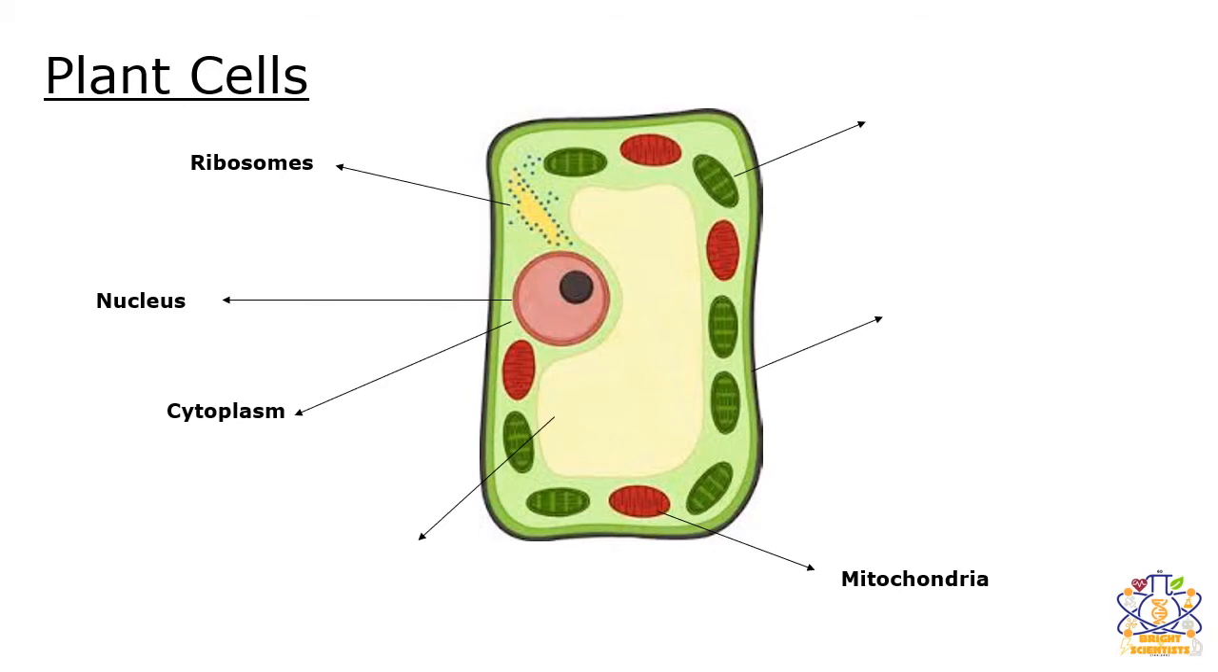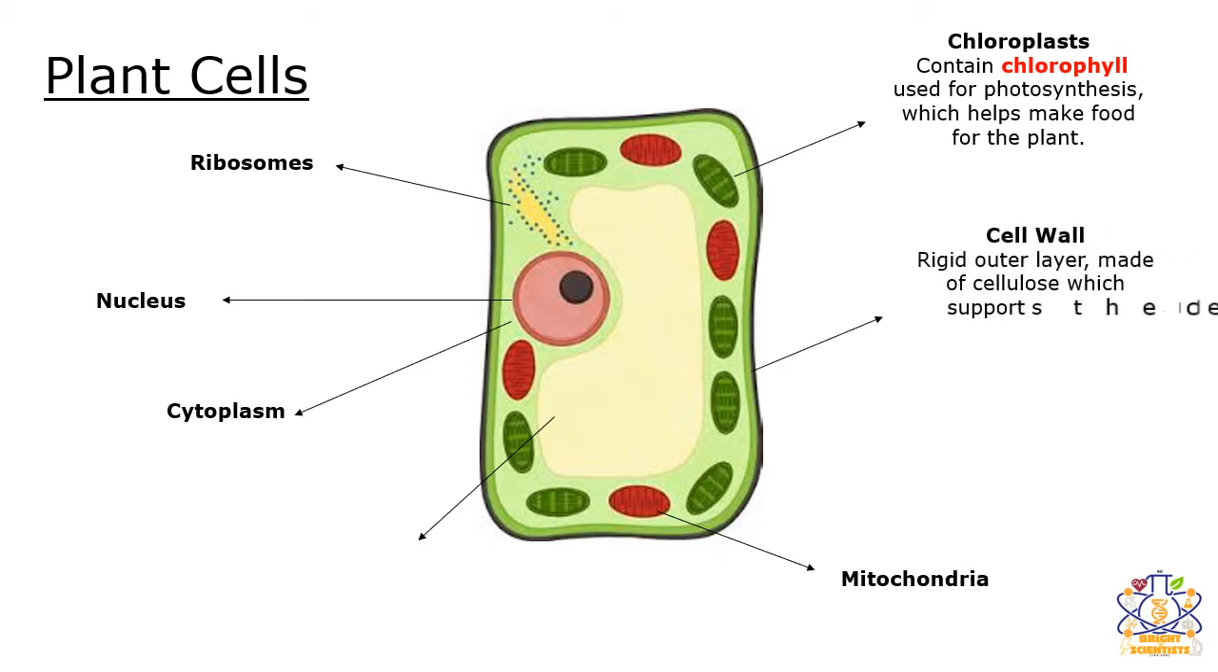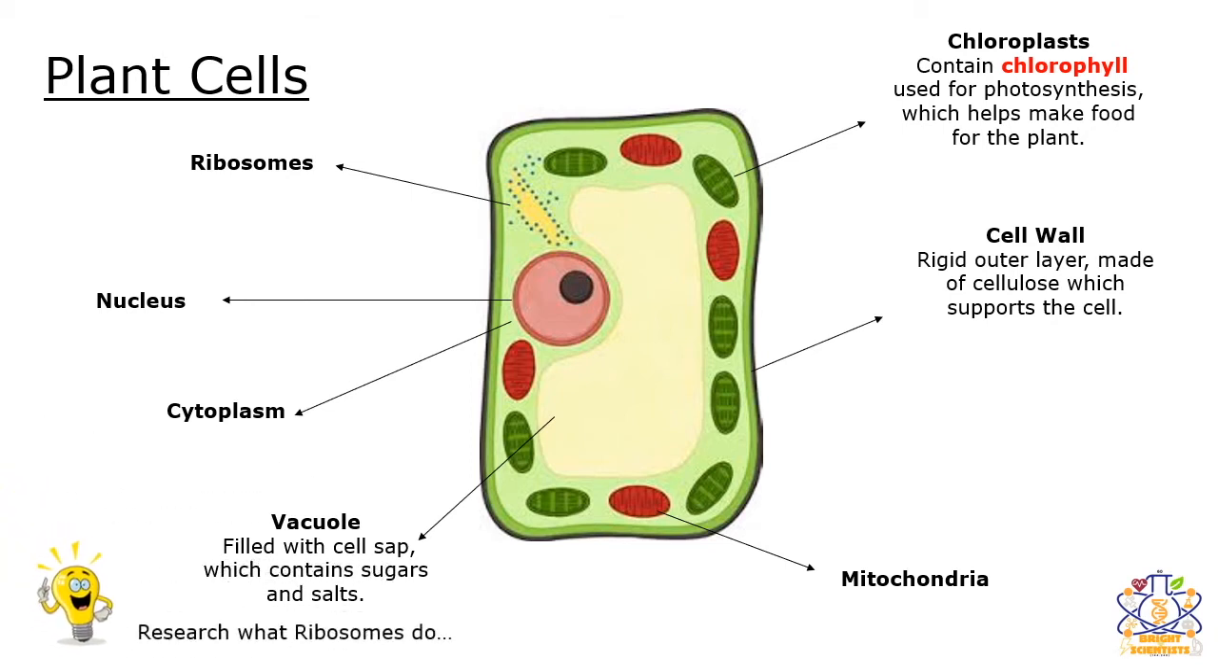As you can see, they are more square in shape and also appear green under a microscope. This is due to the chloroplast containing chlorophyll used for photosynthesis, which helps to make food for the plant. The cell wall is a rigid outer layer made of a protein, cellulose, which helps to support the cell. And finally, an additional structure known as the vacuole, which is filled with cell sap containing sugars and salts.